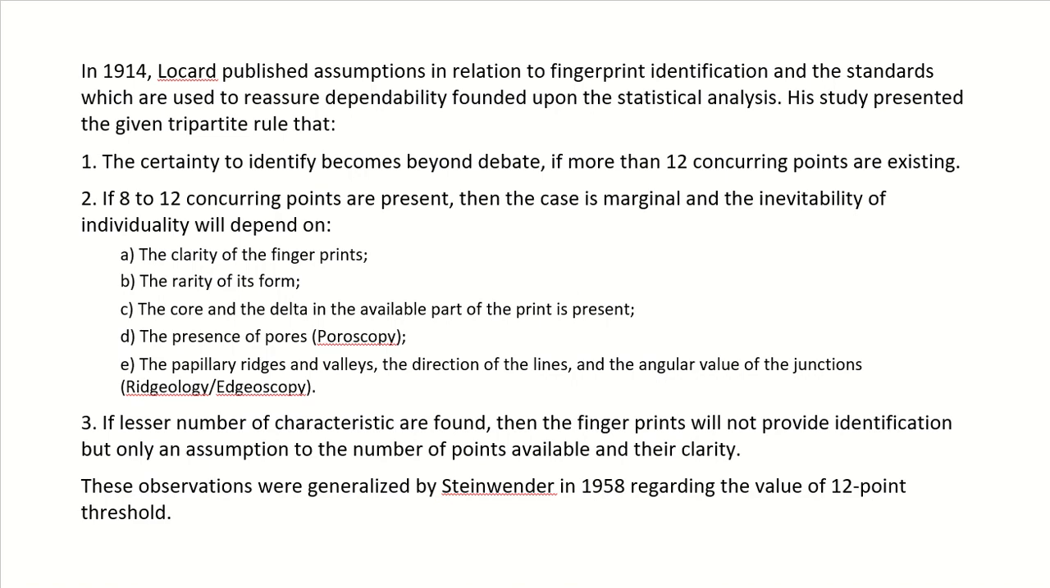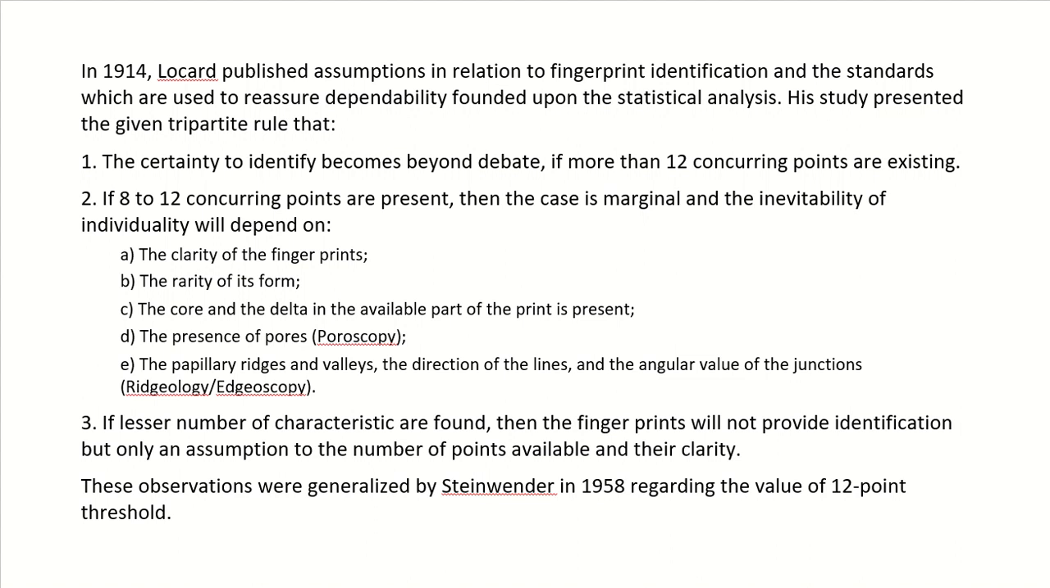In 1914, Locard gave certain rules for fingerprint identification. These are: the certainty to identify beyond debate that the particular sample print is the same as the suspect print exists only if there are more than 12 concurring points in both the prints, the ridge characteristics.